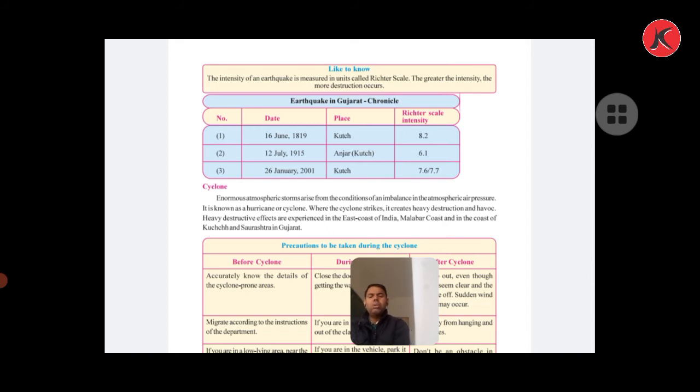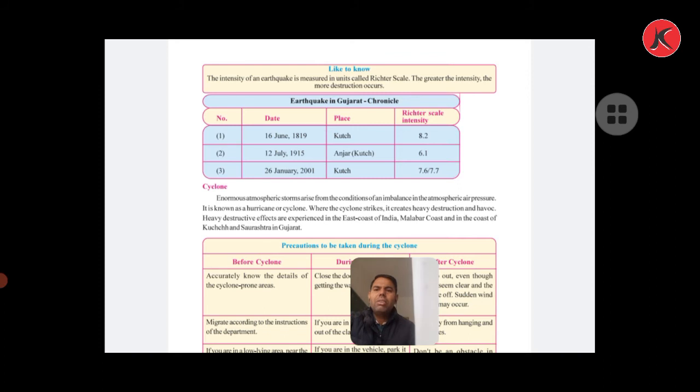And the third one was on 16 January 2001. Your parents may have experienced this earthquake. It also happened in Kutch, and the Richter scale was maybe 7.6 or 7.7. The cities affected were Bhuj, Bachau, Anjar, and Rapar. This happened, and lots of lives and property were lost.